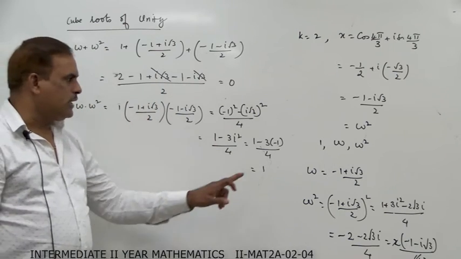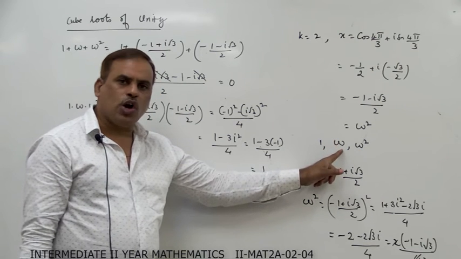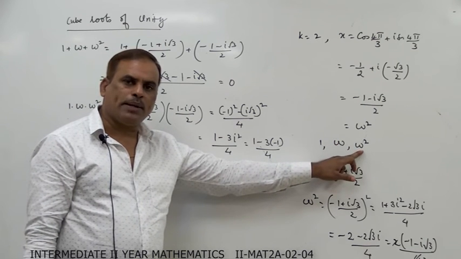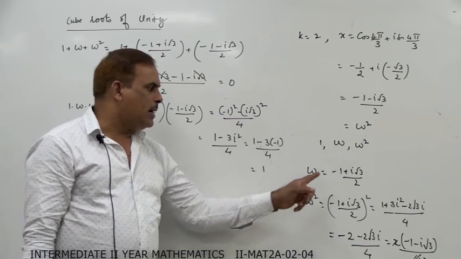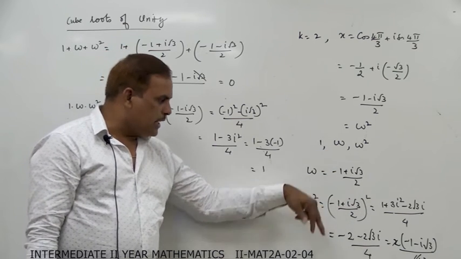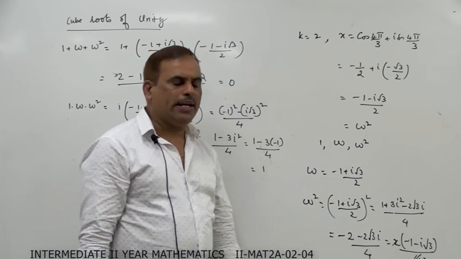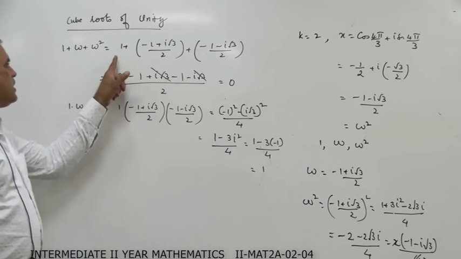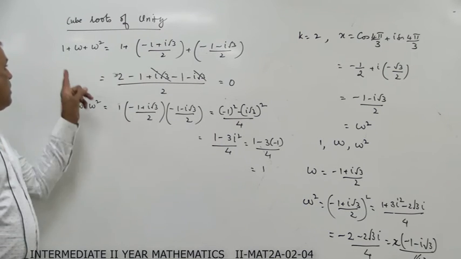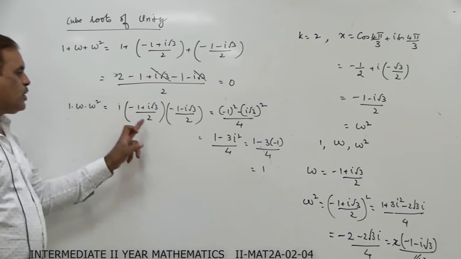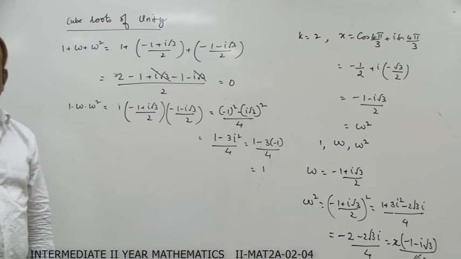What you have to remember here is that the cube roots of unity are 1, omega and omega square. Omega is a complex cube root. Omega square is also a complex cube root. This alone, 1, is the real cube root of unity. Omega is minus 1 plus i root 3 by 2. Then omega square is minus 1 minus i root 3 whole divided by 2. The sum of the cube roots of unity is 0. The product of the cube roots of unity is 1. It's all about the cube roots of unity.